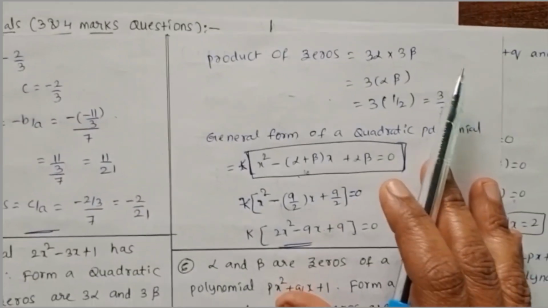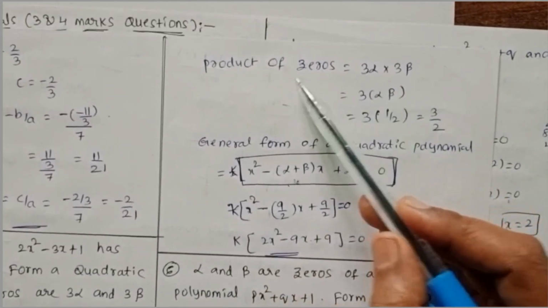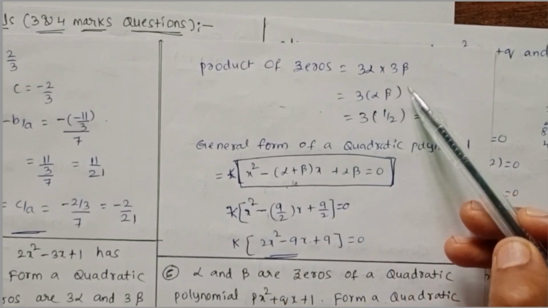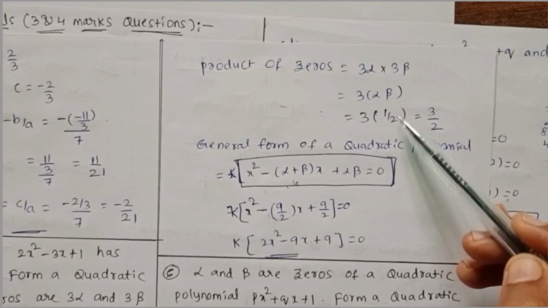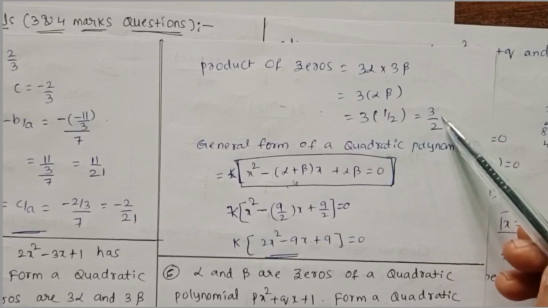Next, find the product of zeros, that is equal to 3 alpha into 3 beta. That is 3 is the common, alpha beta. 3 into alpha beta value we know, that is 1 by 2. 3 ones are 3 by 2.